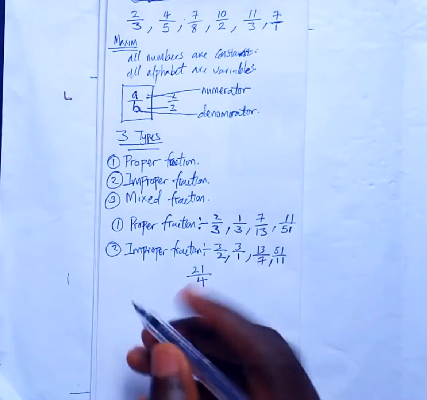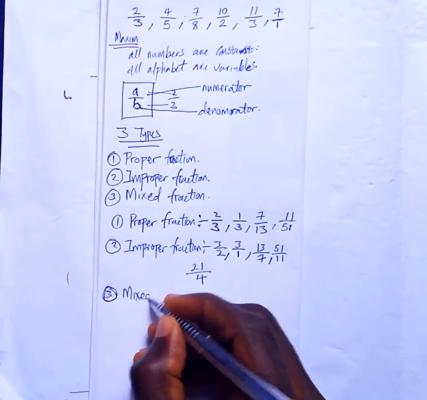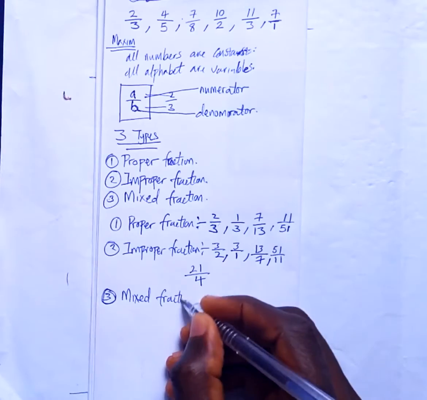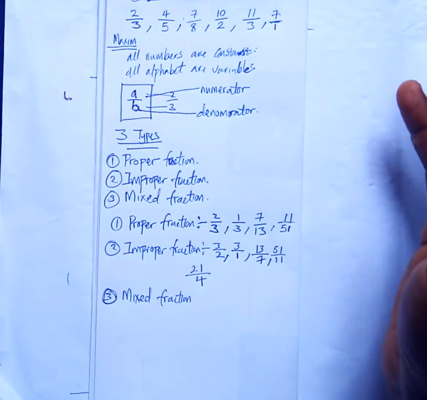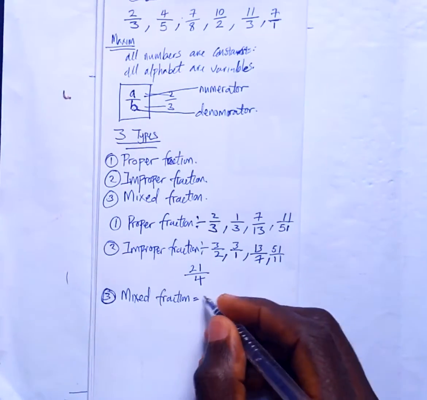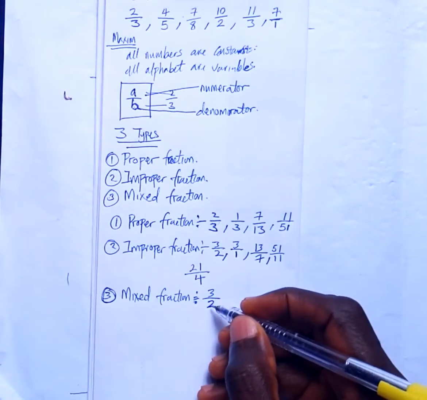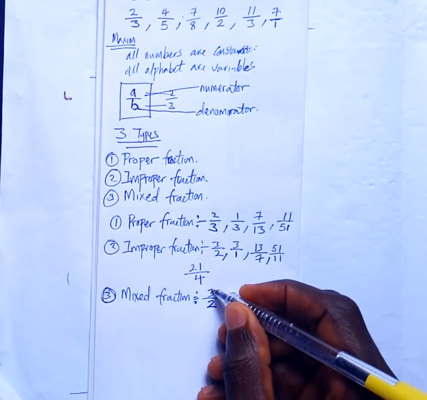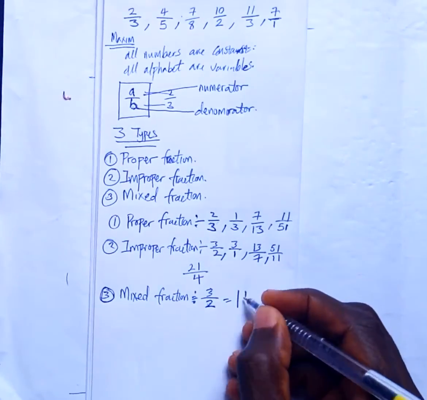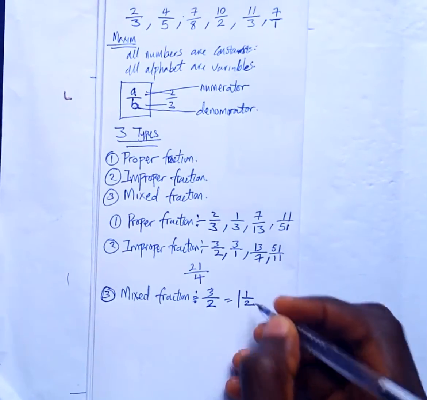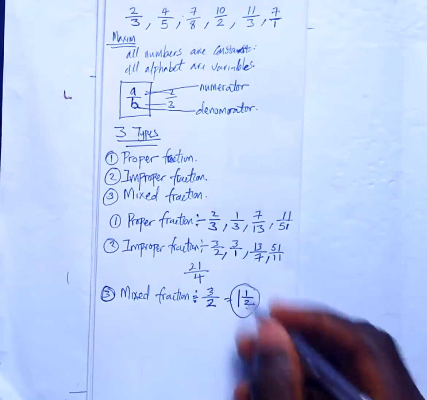While the last one is derived from the improper fraction, we call it the mixed fraction. From the word mixed, we mix a whole number and a proper fraction together. For example, when we have 3/2, we say, how many 2s can we see in 3? We have 1, remainder 1, so 1 and 1/2. That is, you convert from an improper fraction to a mixed fraction. So this is a mixed fraction.